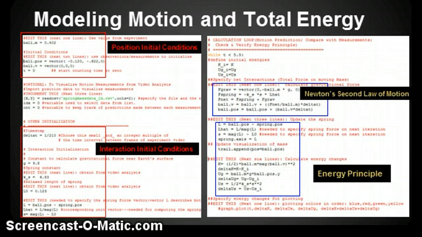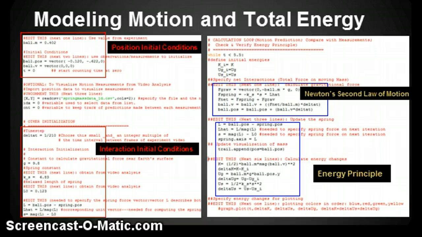Once I had identified my initial parameters and conditions of the spring mass system, I created a code that would model both the updated position and total energy of the system. The first part of my code includes initial conditions about the location and energy components of the system. The second part of my code includes two while loops.